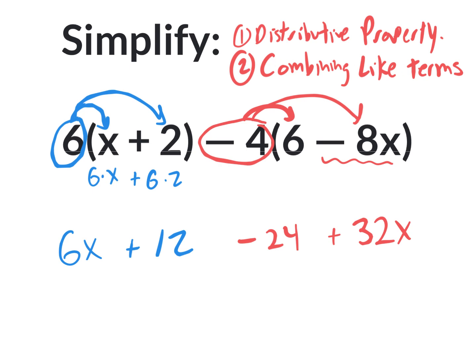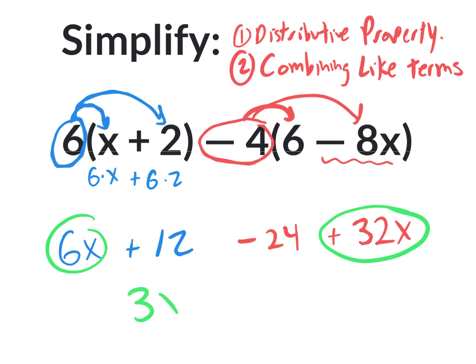The next step is combining like terms. Combining like terms is simply adding or subtracting the terms that are alike. So you're going to do the x's with the x's. We have this 6x right here and that 32x right there. And you're going to combine them in your head. You're not going to show any work. You just circle it. 6x plus 32x. What do you get? 38.